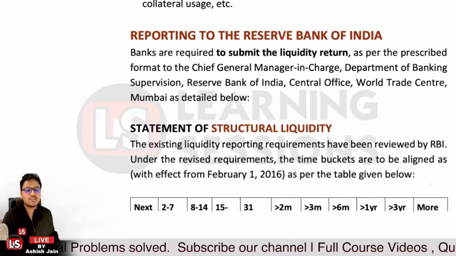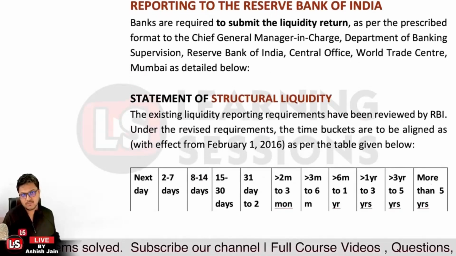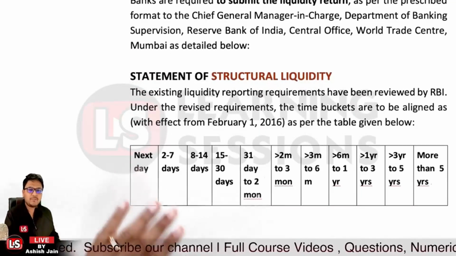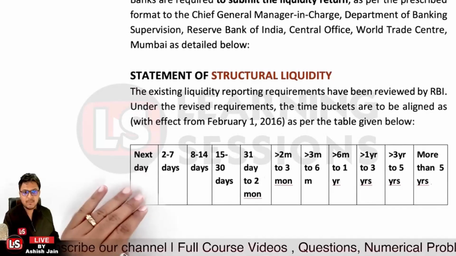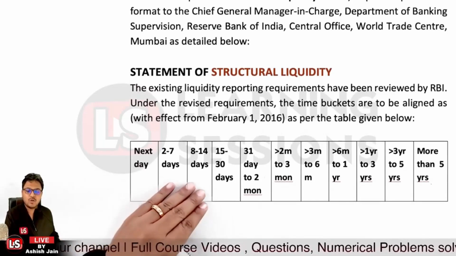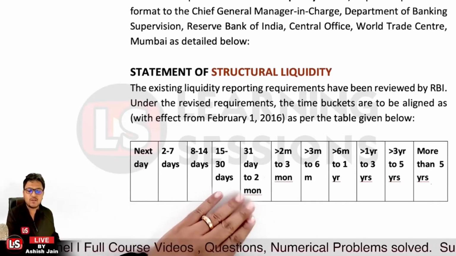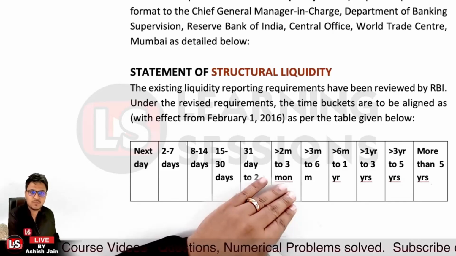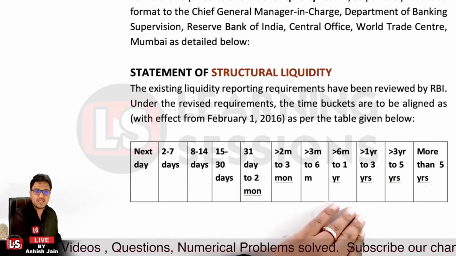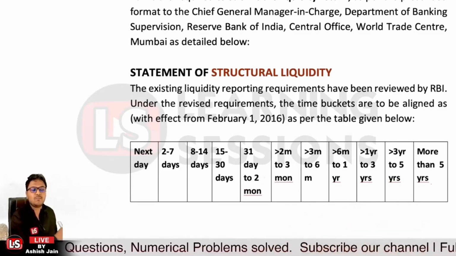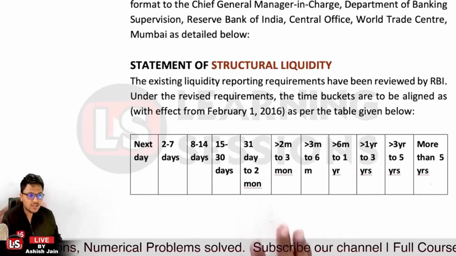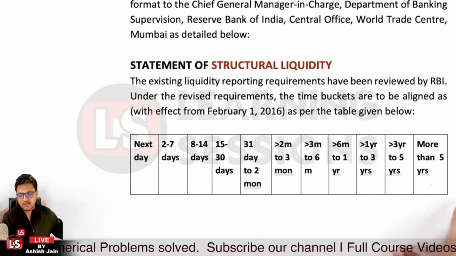And then it's related to the statement of structural liquidity. We have different buckets, like the liquidity requirement for next day, 2 to 7 days, 8 to 14 days, 15 to 30 days, 31 days to 2 months, greater than 2 months to 3 months, 3 months to 6 months, 6 months to 1 year, 1 year to 3 years, 3 to 5 years, and more than 5 years. Okay, so we have different liquidity requirements for the different buckets.